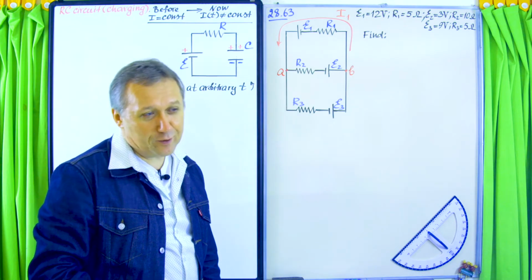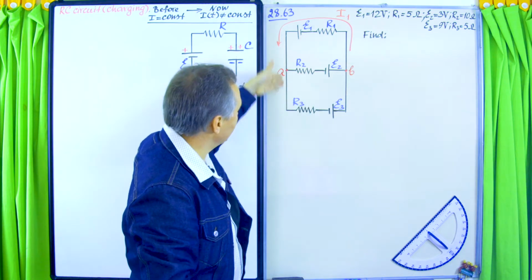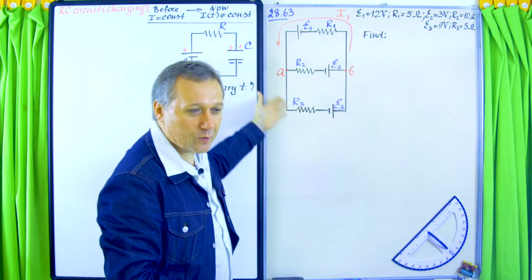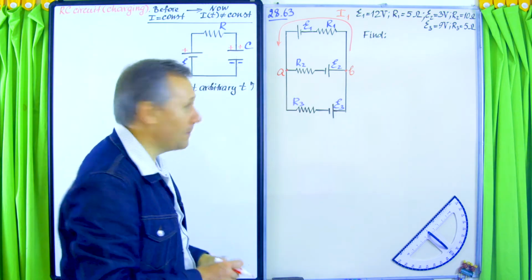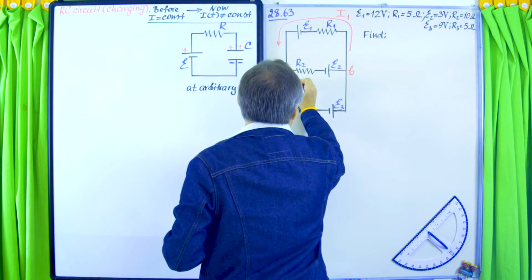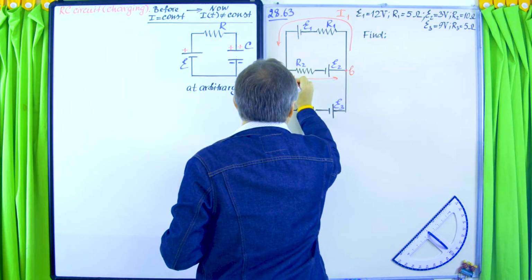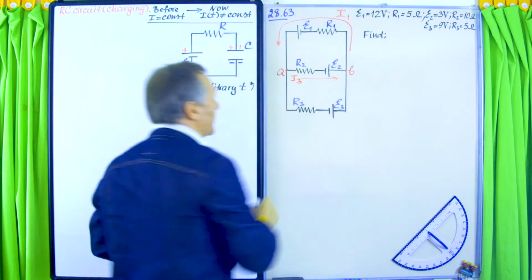So let me label it I3. I still don't know why I picked this current I3. Probably first, after this, I introduced current I2 through this part of the circuit. So I guess, but again, it's not a crime. And I introduced this current with this direction. So this will be my current I sub 3.